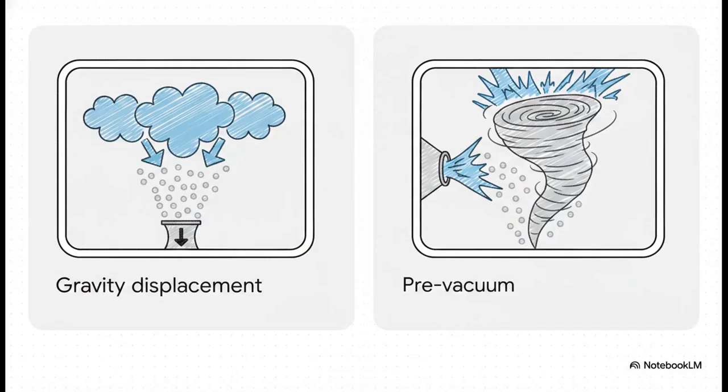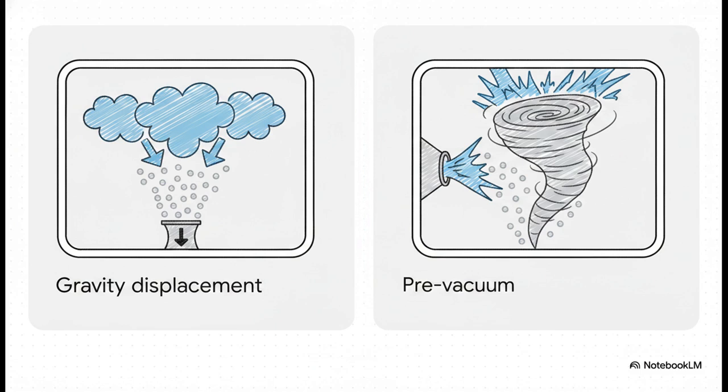But all that math is completely useless if the steam can't actually reach the product. We basically have two main cycle types to make sure the air gets out of the way. Gravity displacement relies on the steam physically pushing the heavier air down and out. It's simple, but it's slow.